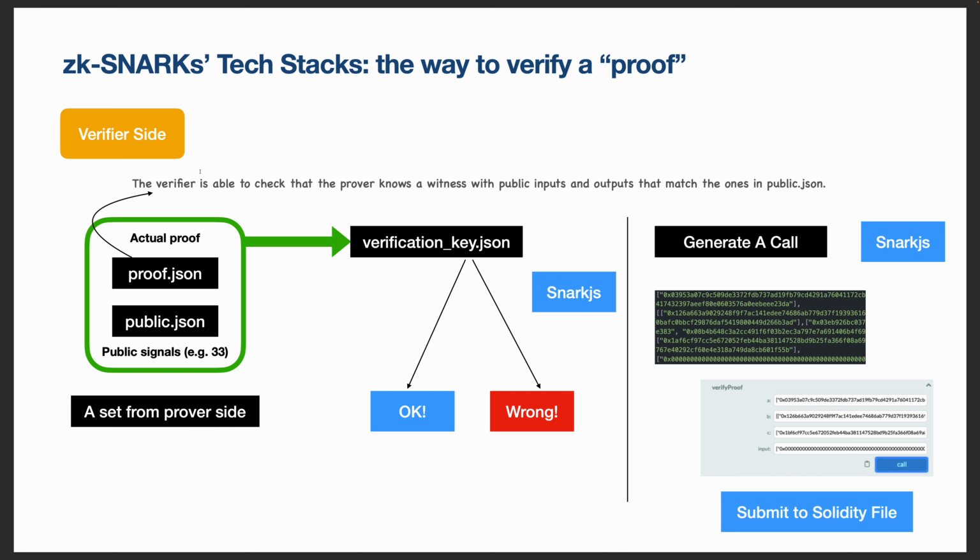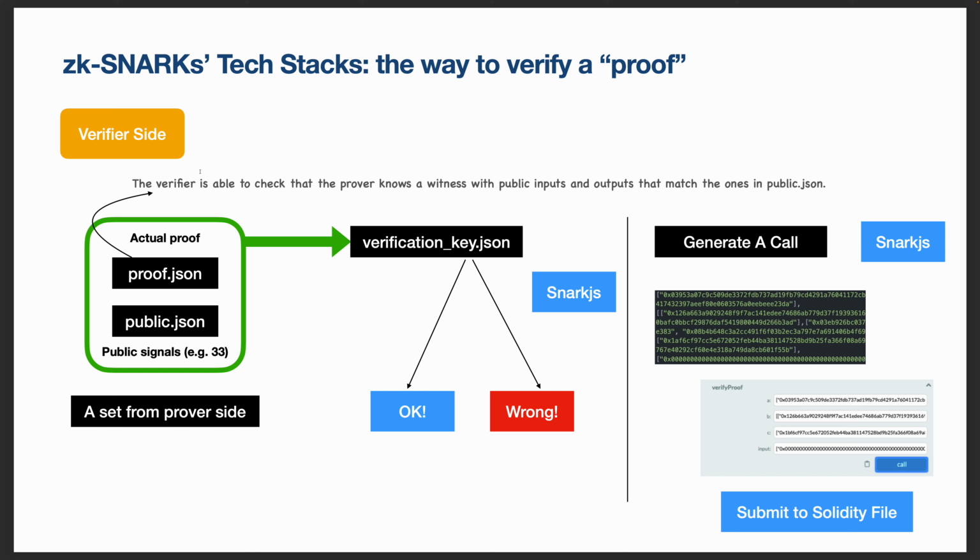And if the user, for example, clicks the submit button, then the snarkjs library comes in and compiles your proof.json and public.json against the verification key.json, okay? So snarkjs can itself verify whether your proof is valid or not, if your snarkjs has the WASM file, okay?